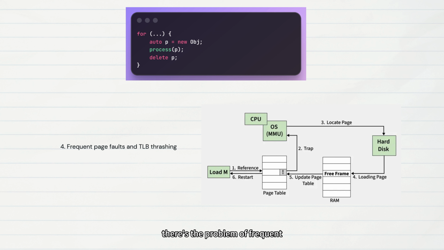Finally, there's the problem of frequent page faults and TLB thrashing. Small objects are spread across different memory pages, causing pages to be mapped and unmapped constantly, page tables to be frequently modified, and the TLB address cache to be continuously invalidated. The CPU must repeatedly consult page tables, pushing address translation costs to their absolute peak.